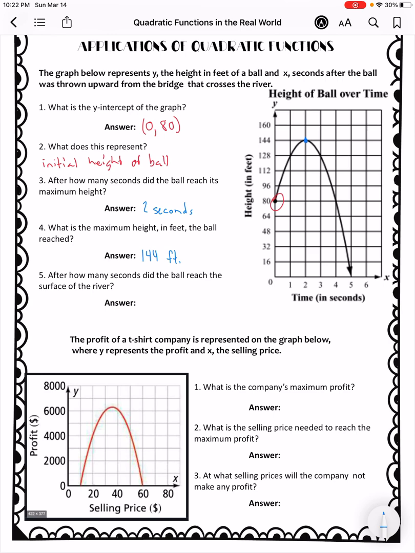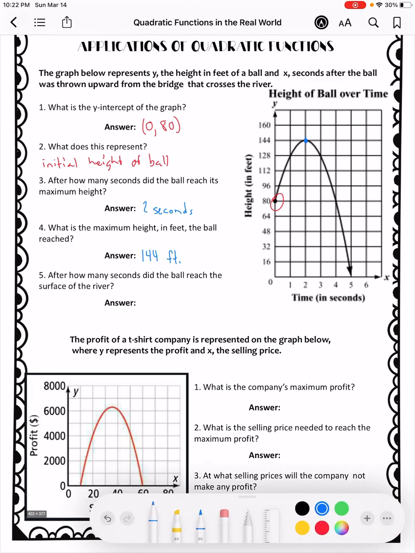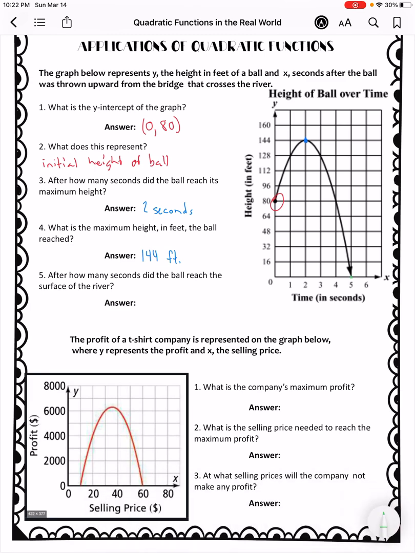Okay, then it asks, how long did it take the ball to reach the surface of the river? So in other words, we're looking for what we call the 0, right? The point of impact, or the point where the ball landed. In this case, the ball landed here, which was 5 seconds later. So the ball reached the surface of the river 5 seconds after it was thrown. So it's 80 feet up on the bridge when it's thrown up to a maximum height of 144 feet, and then after 5 seconds of being thrown, the ball lands in the river.